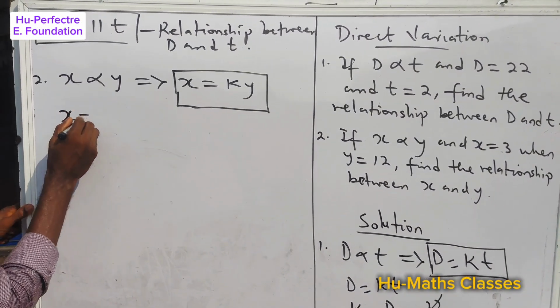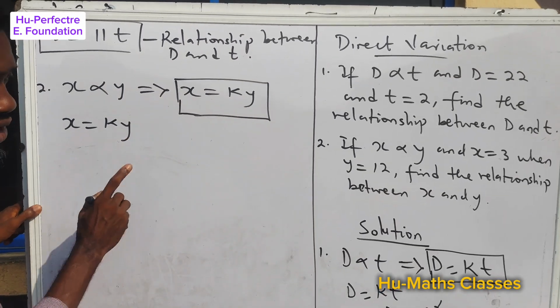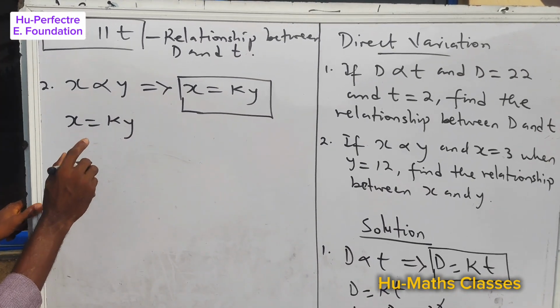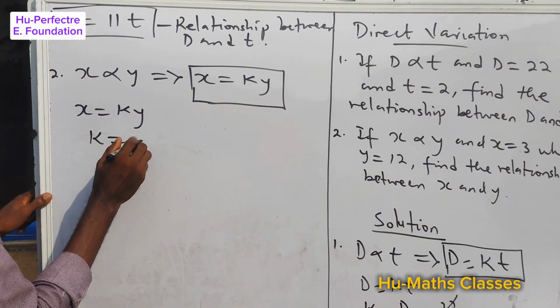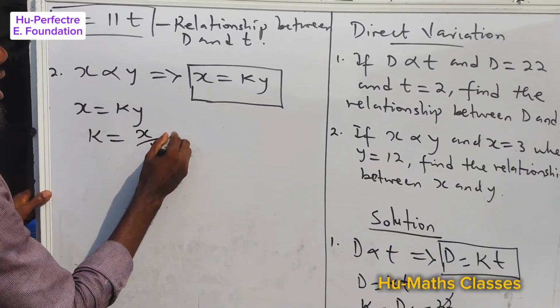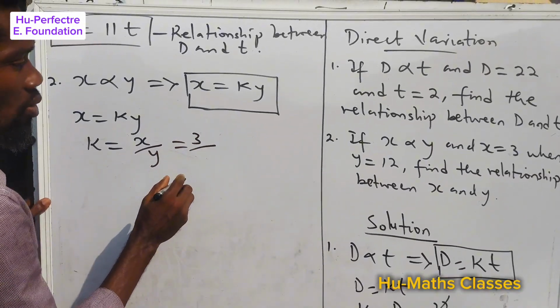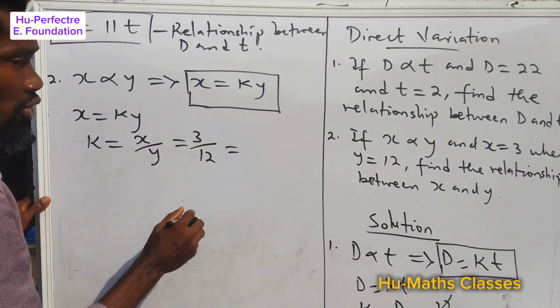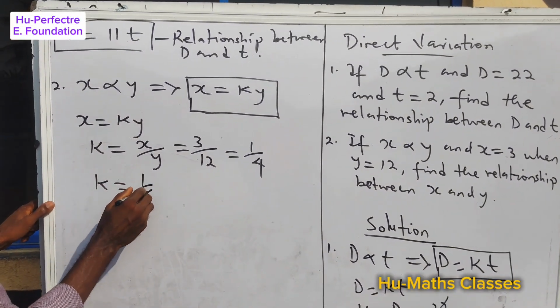So if X is equal to KY, in all solving, please go with this method, in all solving. If X is equal to KY, then K will be equal to X over Y. And they said from the question, our X is 3 and our Y is 12. If that is reduced, we'll be having 1 over 4. So our K is equal to 1 over 4.